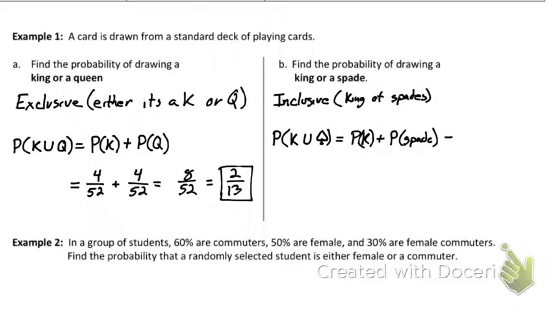But we are going to subtract the overlap because I'm counting the king in this one. I'm counting the king in this one. You can't pull the king of spades twice. It's only one card in a deck. So we're going to subtract the probability of pulling out the overlap, and that's the king of spades.